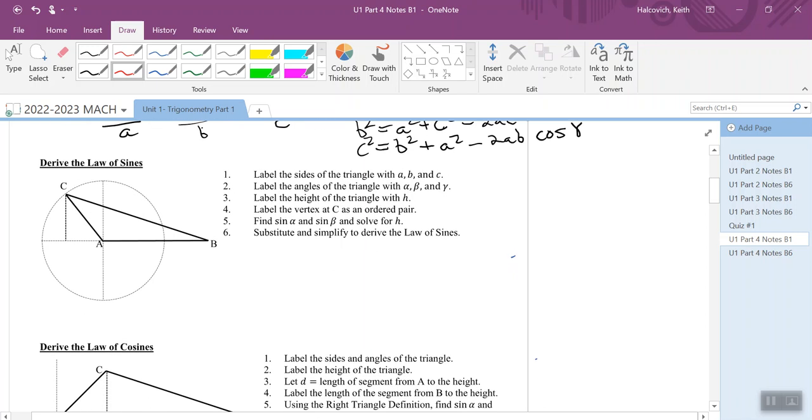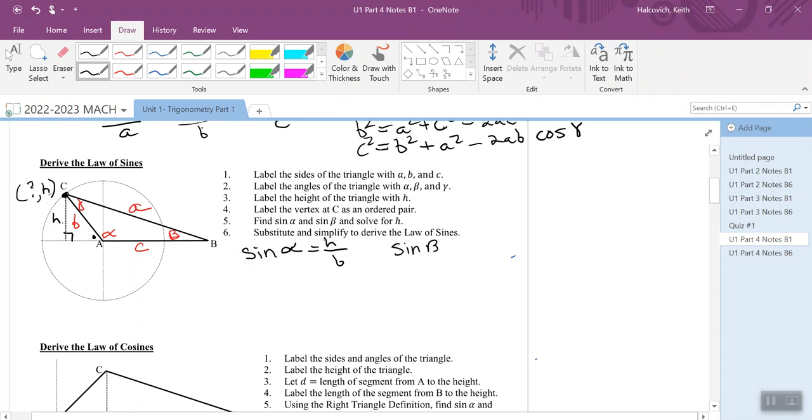So first of all, the law of sines, we're going to label the sides opposite, so A, B, and C. And then the angles, so this is alpha, beta, gamma, and then the height of the triangle right here. And then the vertex at C, we'll notice we don't know what the x-coordinate is, but we know the y-coordinate is the height. So now step 5, we're going to find the sine of alpha. And in order to find the sine of alpha, because it's obtuse, we use the reference angle. So that means it's the opposite over the adjacent, or opposite. We could do y over r, or we could do opposite over hypotenuse. So basically it's the height over the radius, which is b in this case.